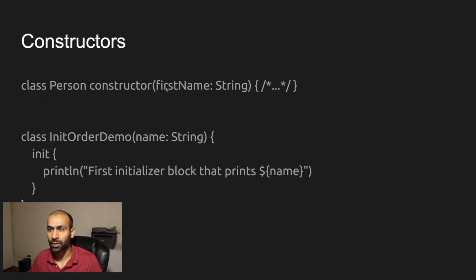But in Kotlin, everything could be done in one line, and you just add the constructor after the class name, and then you just pass the arguments which you want to pass to the primary constructor. You could also add visibility modifiers or annotations in front of the constructor. So in that case, all of those annotations or visibility modifiers are applied.